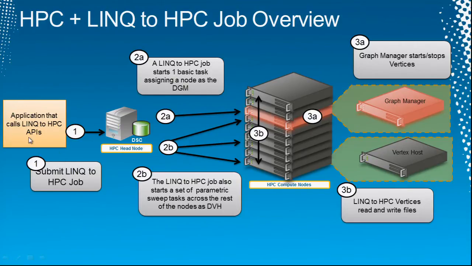So to start with, let's say we have a LINQ to HPC application, which is essentially a .NET application which uses LINQ and the LINQ to HPC libraries. It submits a LINQ to HPC job. It knows which head node is controlling all the resources, so it goes and talks to the HPC head node and submits the job. The head node first creates a query map. Then, based on the DAG, it starts assigning a particular node as the graph manager. The LINQ to HPC job also starts a set of parametric sweep tasks across the distributed vertex hosts.